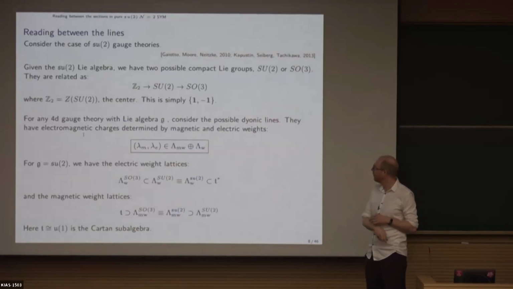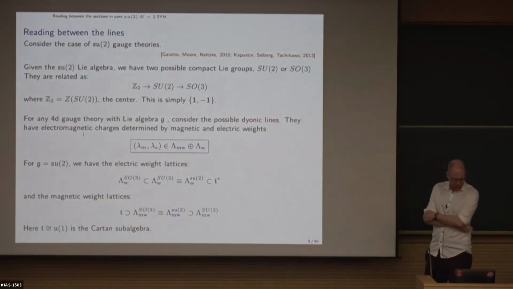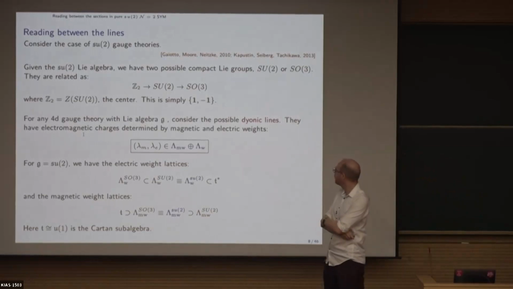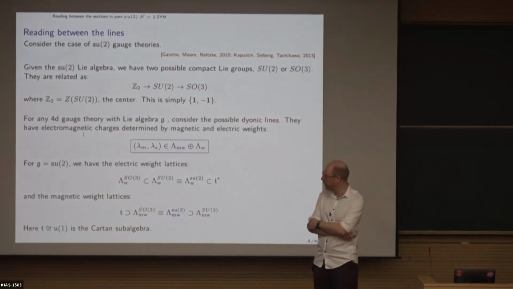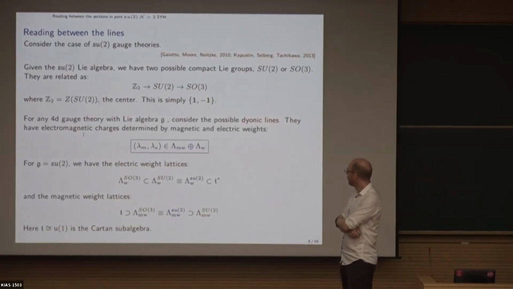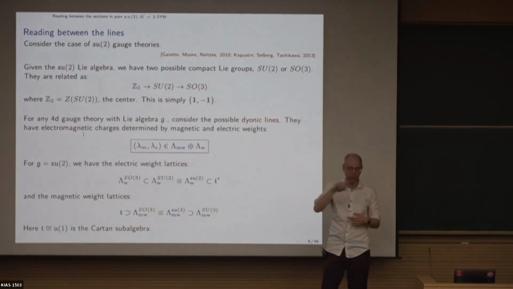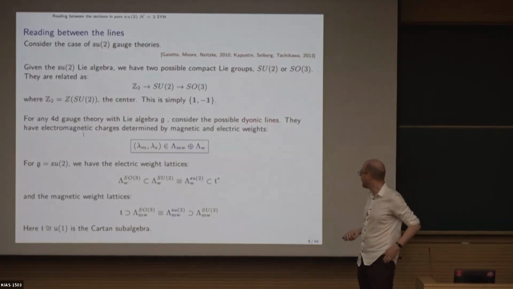All right, so let us consider the SU2 gauge theory then. Given the SU2 Lie algebra, as I said, we have two choices of group in this case, either SU2 or SO3. And remember that SU2 is just a Z2 cover of the SO3 group. SU2 is the Spin(3) group as well. In particular, SU2 has a non-trivial center, which, if you represent it in terms of 2x2 matrices, is the identity and minus identity matrix, which generate this Z2.